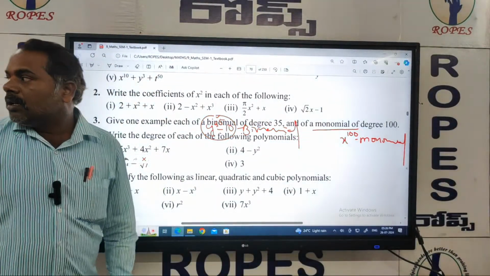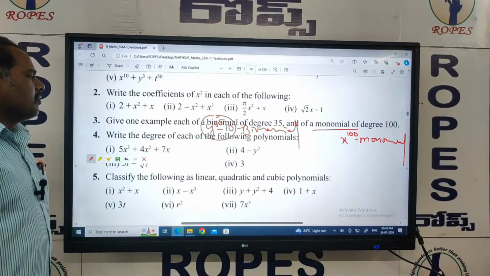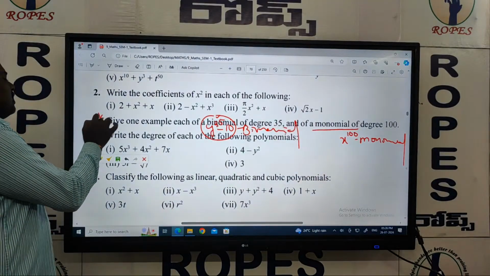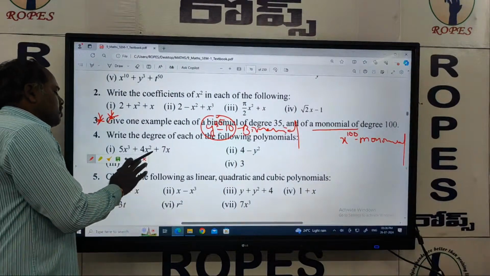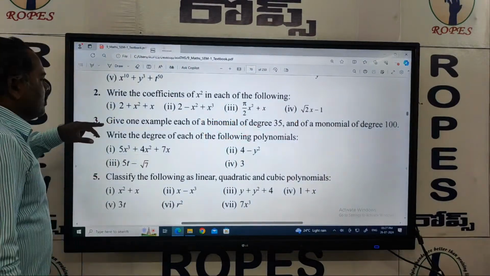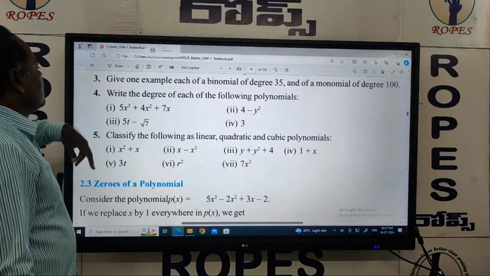Is it clear? So this is the way to write when they are asking. It is important for 1 mark purpose. Now, if we go to the next one, see here is the fourth question.